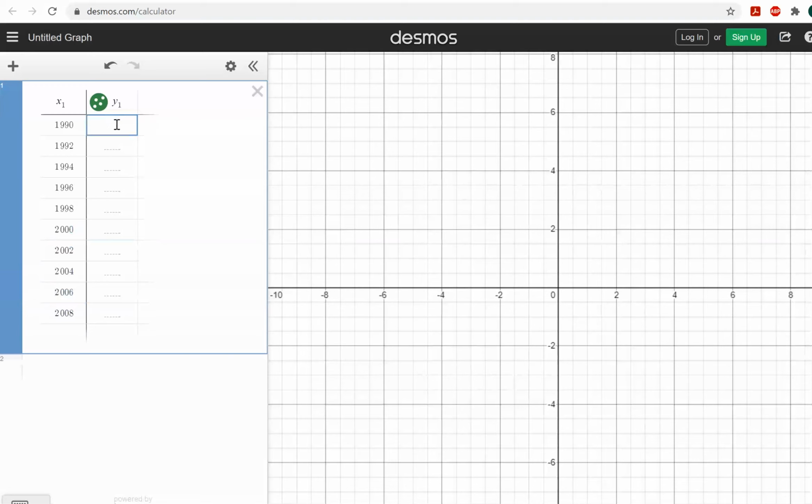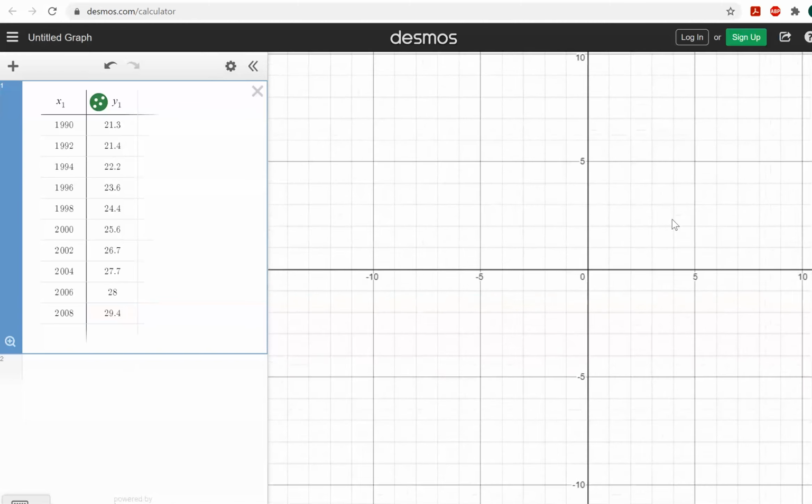And then for y1, we're going to type in our values, just to make sure I do these correctly. 21.3. Okay, gonna type away, and when I do this, I always double check that I've typed everything in correctly, because if one point is off, it'll throw the whole graph off. Alright, so with that, we have our scatter plot.